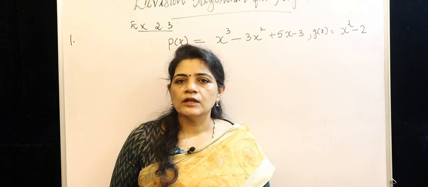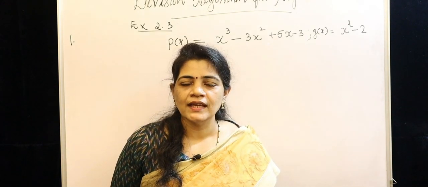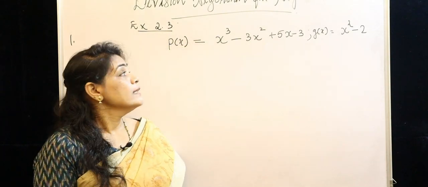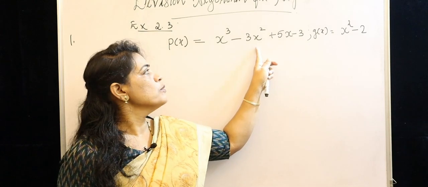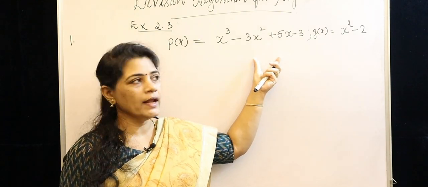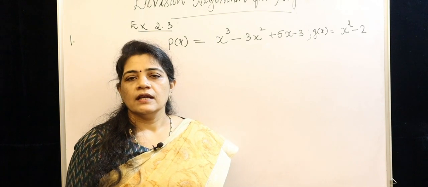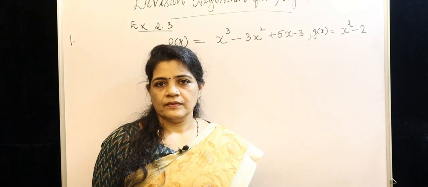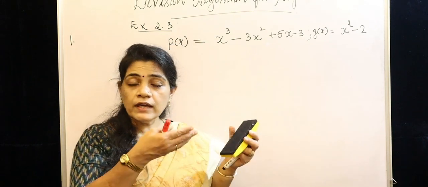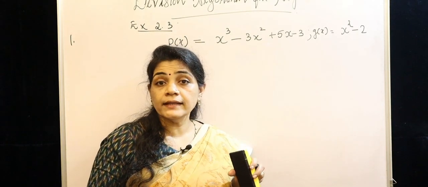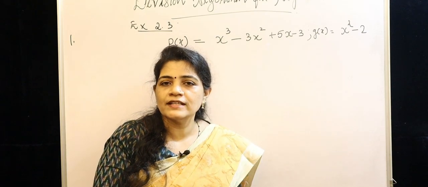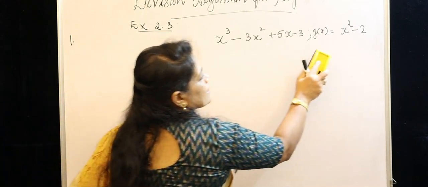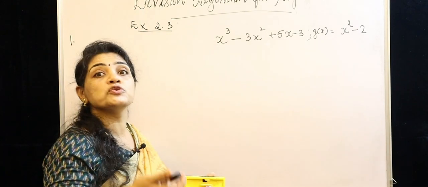We are going to solve the problems from exercise 2.3, question number 1. See, children, here we have to divide this p of x, a cubic polynomial, x cube minus and so on, with the g of x, and we have to find the quotient and the remainder. How can we proceed? We can apply the long division method to get q of x and r of x. I am keeping this divisor, x square minus 2x.